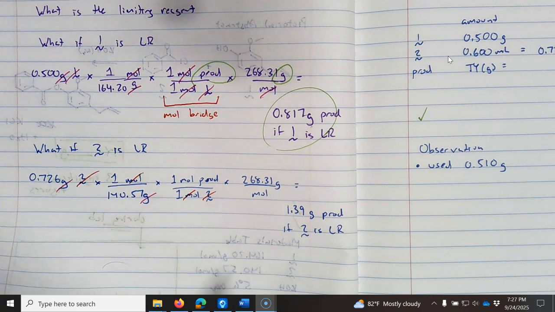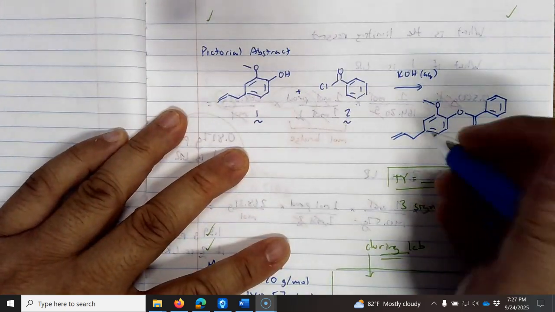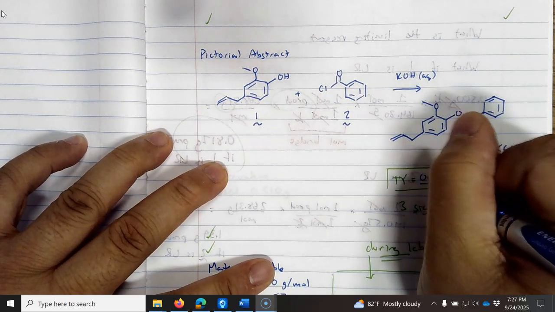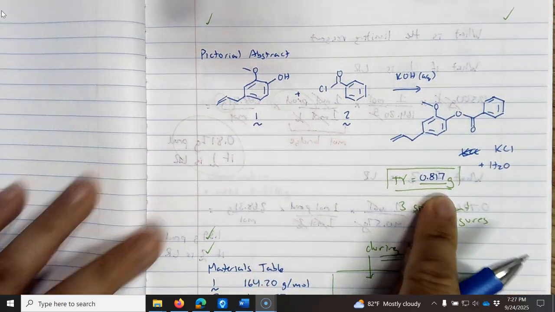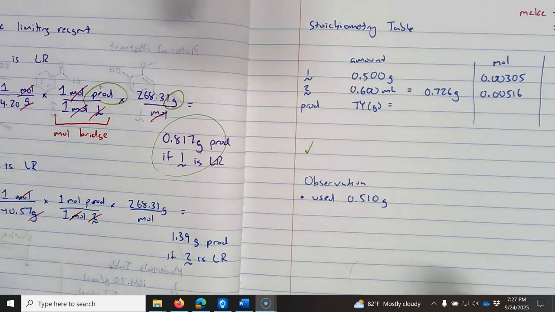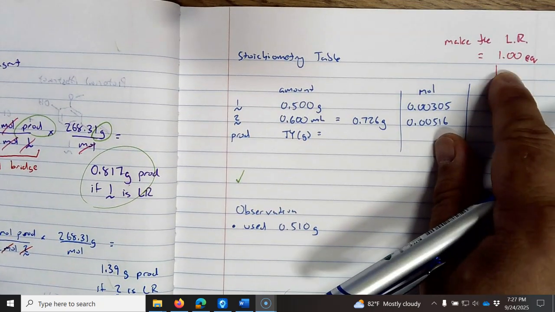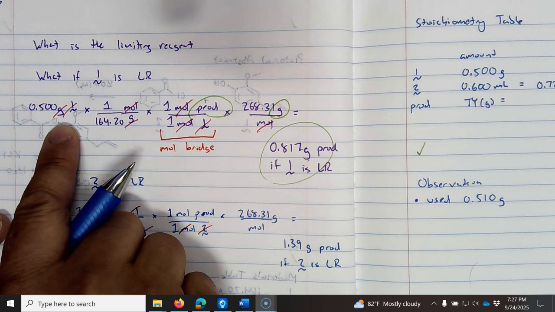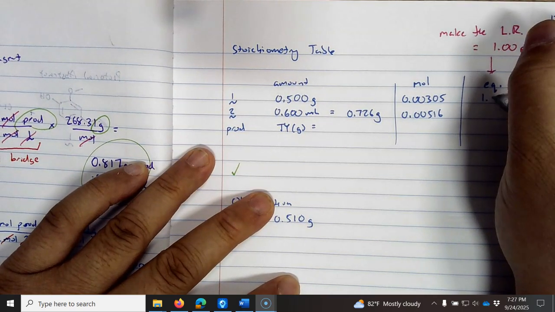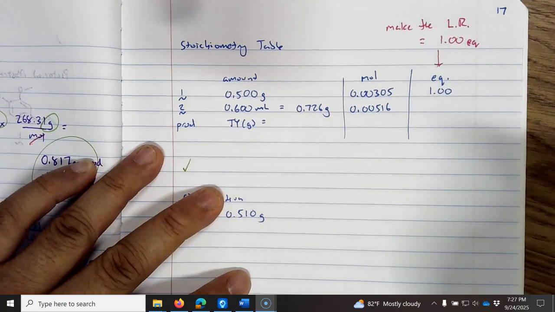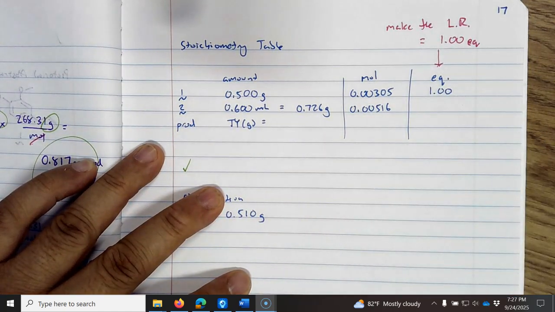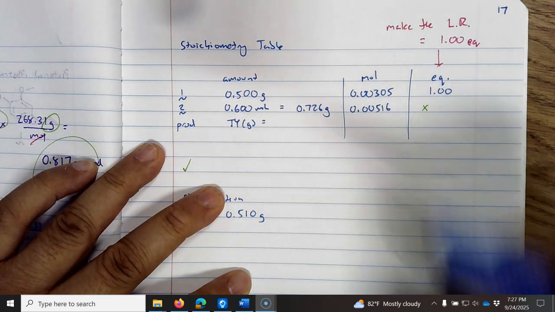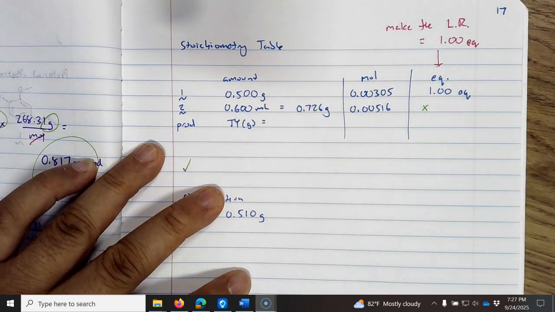Before you forget, put that theoretical yield here. And I already forgot. 0.817. Okay, don't forget that. And also, I want to make the limiting reagent equal to 1 equivalent. So the limiting reagent in our case is compound 1. So for compound 1, I'm going to put 1.00. Now the equivalent is just the mole ratio. So we are solving for x. Well, we don't have to, but I'll put here EQ for equivalence.